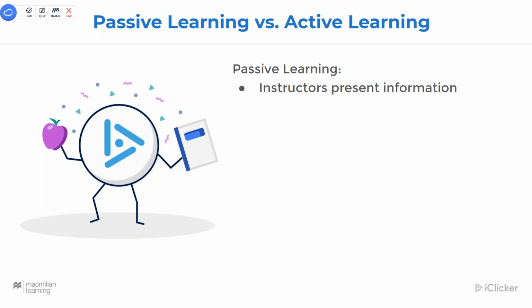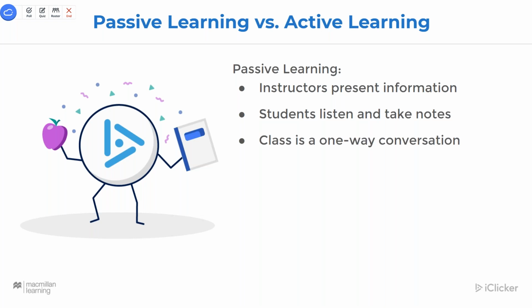And you know, the more that we learn about how people learn, the more we know that it's more complicated than that. With passive learning, students generally listen and they take notes, and that's the extent of their involvement in the class. And we can think about class as a one-way conversation. It goes from instructor to student. And if students do give anything back to the instructor, it's simply to ask a question or to clarify. It's not something that would require the instructor to, say, change their lesson plan.